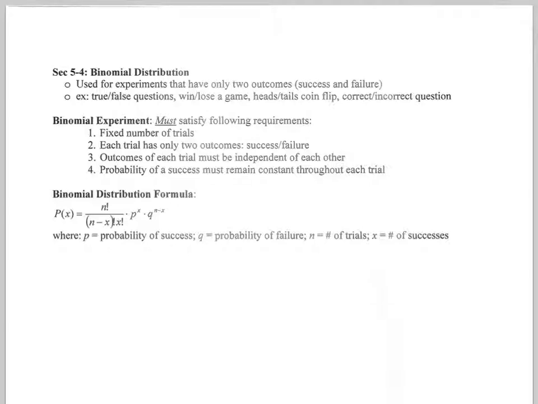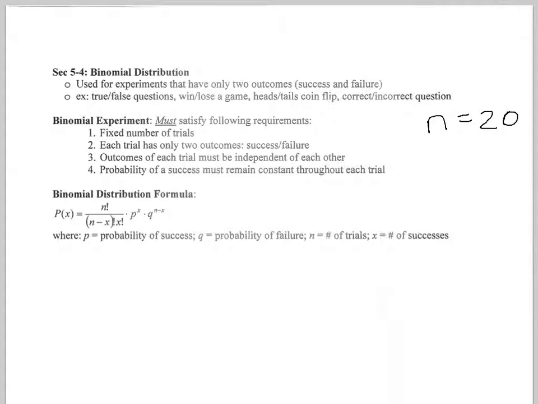We have to have a fixed number of trials, which means going into it, I have to know exactly how many times I'm going to run the experiment. Let's say, for example, I'm answering multiple choice questions. I have to know that there's 20 multiple choice questions on that. So in this case, my n value would be 20. We'll talk more about that in a second.